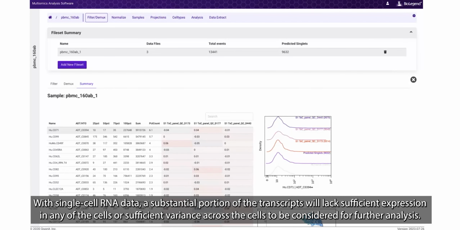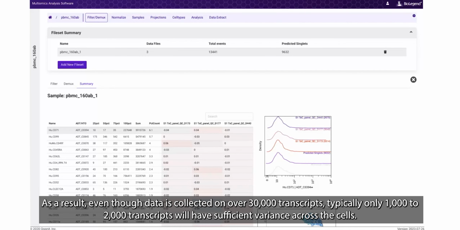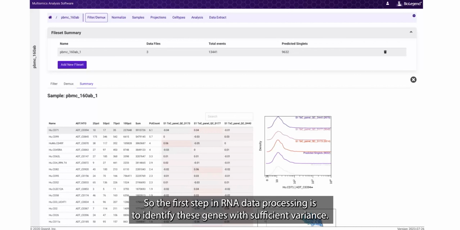With single-cell RNA data, a substantial portion of the transcripts will lack sufficient expression in any of the cells or sufficient variance across the cells to be considered for further analysis. As a result, even though data is collected on over 30,000 transcripts, typically only 1,000 to 2,000 transcripts will have sufficient variance across the cells.